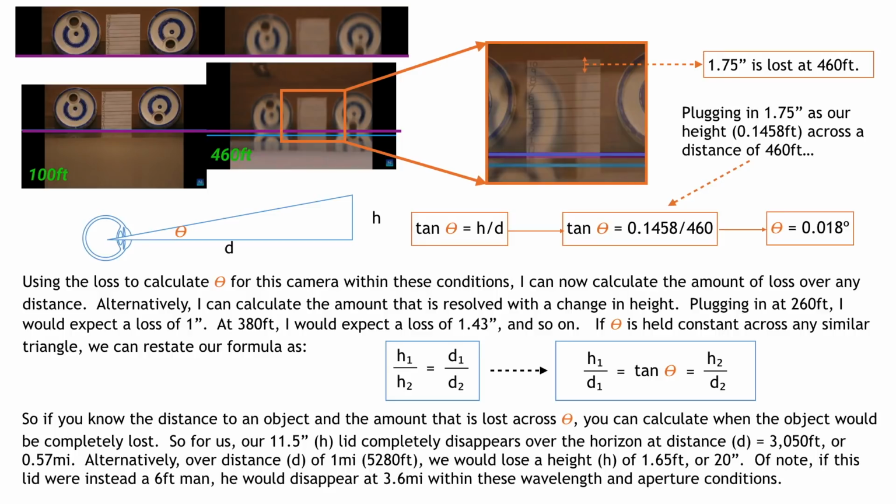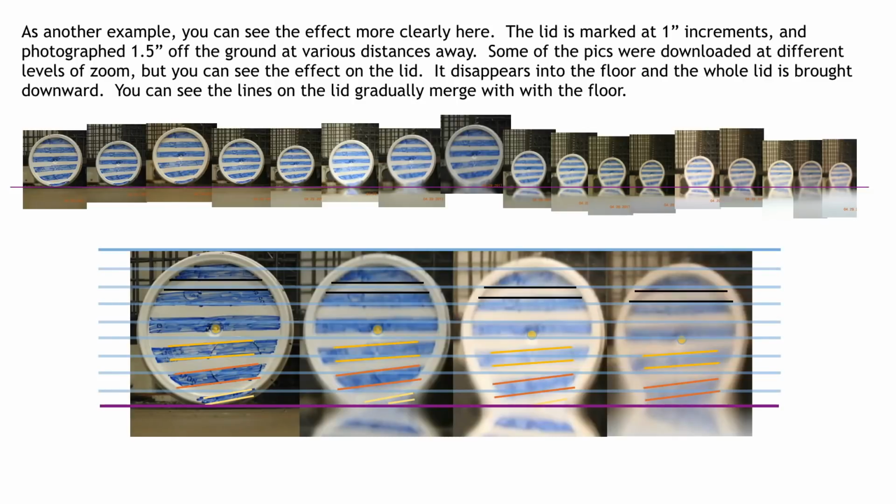Of note, if this lid were instead a 6-foot man, he would disappear completely at 3.6 miles within these particular wavelength and aperture conditions. As another example, you can see the effect more clearly here. This lid is marked at 1 inch increments and photographed 1.5 inches off the ground at various distances away. Some of the pics were downloaded at different levels of zoom, but you can see the effect on the lid. It disappears into the floor and the whole lid is brought downward.